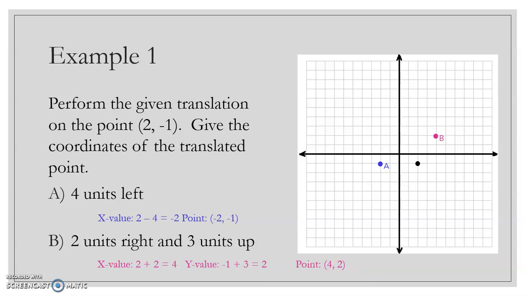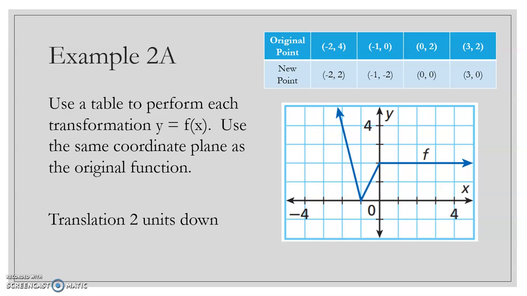This time what they're going to do is they're going to give me a graph. I have to pick points and actually move them in a way that they're describing. In example 2, it says use a table to perform each transformation. Use the same coordinate plane as the original function. They want me to translate this 2 units down. So what I did is I picked points on my original function. I picked (-2, 4), (-1, 0), (0, 2), and (3, 2).